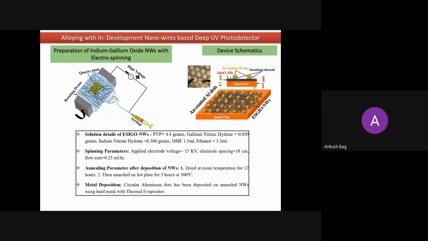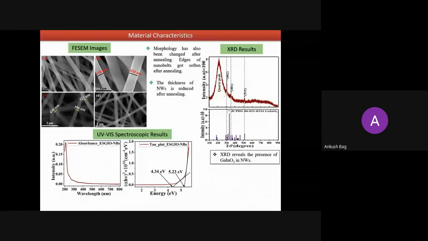So what we have done, we made a solution using both indium as well as gallium. Here again are the nanoflakes, or nanostructures, deposited on the quartz plate, and on top of that we deposited gold and aluminium. So these are the nanostructures we observed in the case of indium and gallium. Here it is not only made of gallium, we also have indium within this type of nanostructure.